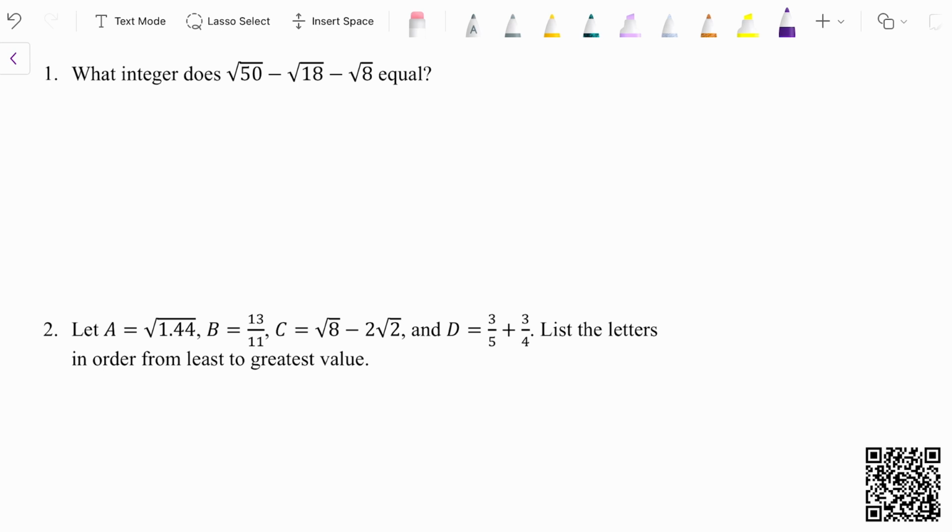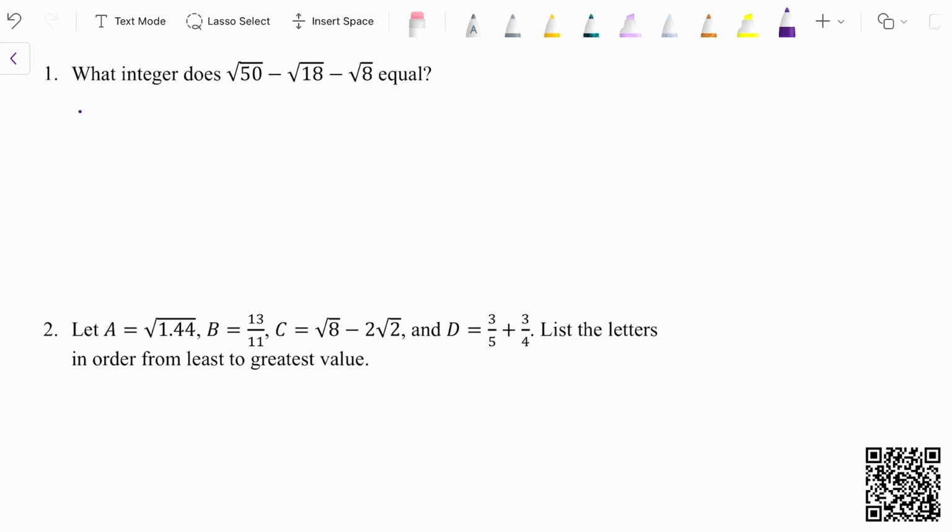Today's first question is, what integer does the square root of 50 minus the square root of 18 minus the square root of 8 equal? In here, we can't just subtract 18 and 8 from 50 because square roots don't work that way. So instead, we can simplify each square root and then subtract that instead, because this problem has this little quirk to it where it does end up having the same thing inside the radical to make it easy for subtraction.